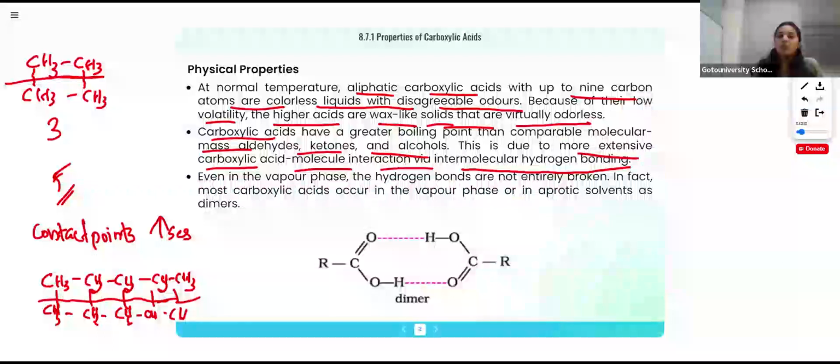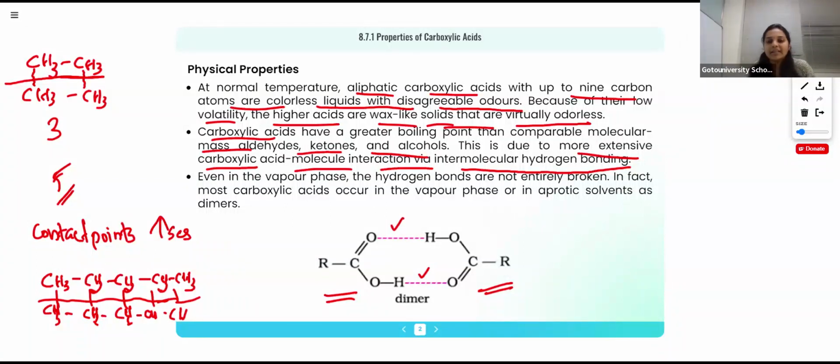The thing is, there is more extensive interaction between carboxylic acid molecules via intermolecular hydrogen bonding. Extensive, why? If you take one carboxylic acid molecule and this is another one, here we have two carboxylic acid molecules. Then you can see two hydrogen bonds between them. One carboxylic acid molecule can produce two hydrogen bonds. This is one carboxylic acid. Using the oxygen, it can produce one hydrogen bond. Using the hydrogen also, it can produce another hydrogen bond.